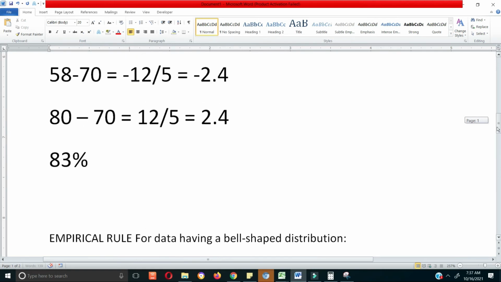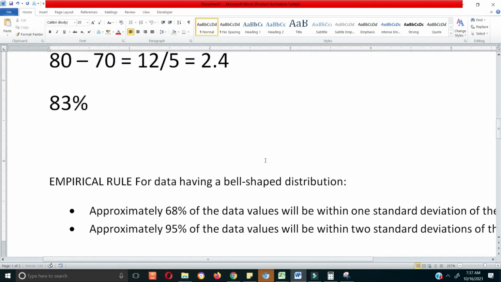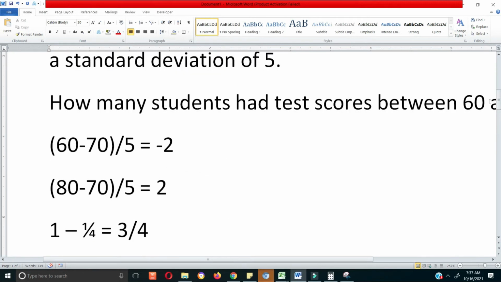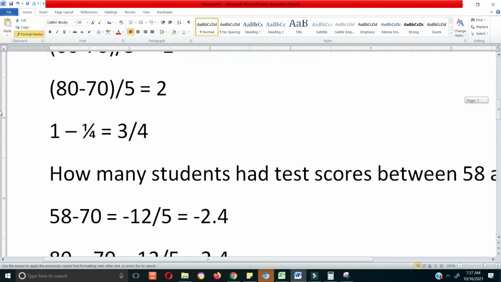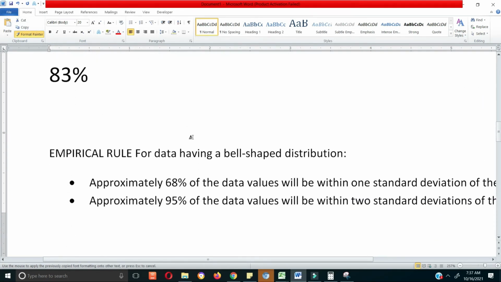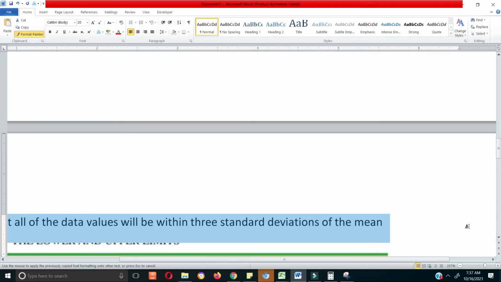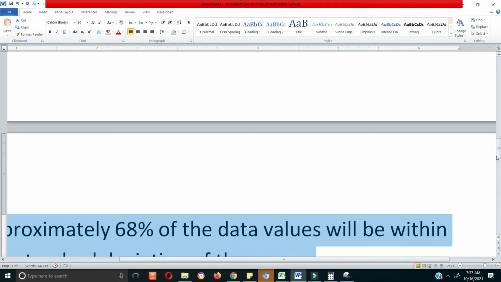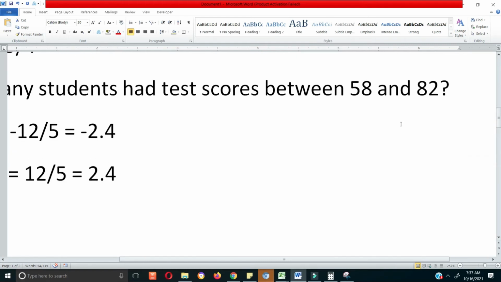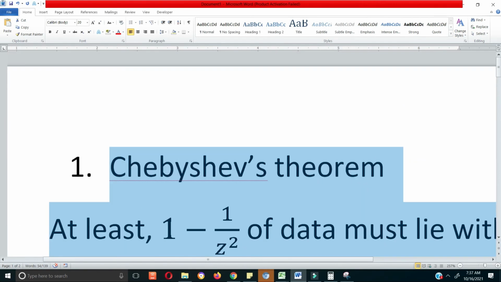If you have a bell-shaped distribution, then Chebyshev's theorem will give rise to the empirical rule. If you have a bell-shaped distribution, the normal distribution is an example. It's a famous example of a bell-shaped distribution.